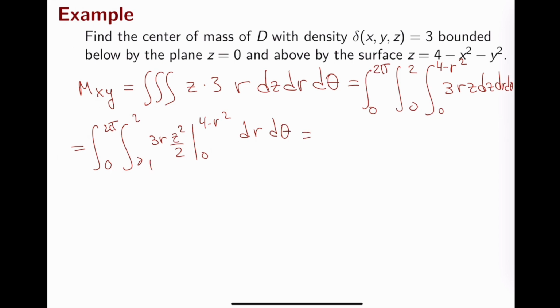Okay, so we are going to do this evaluation now, considering that the variable is z, right? So then this is going to be 3r over 2. That is not going to be affected by the evaluation. And we are going to evaluate here, substituting z by 4 minus r squared. So we're going to get 4 minus r squared squared. And then we're going to have dr d theta.